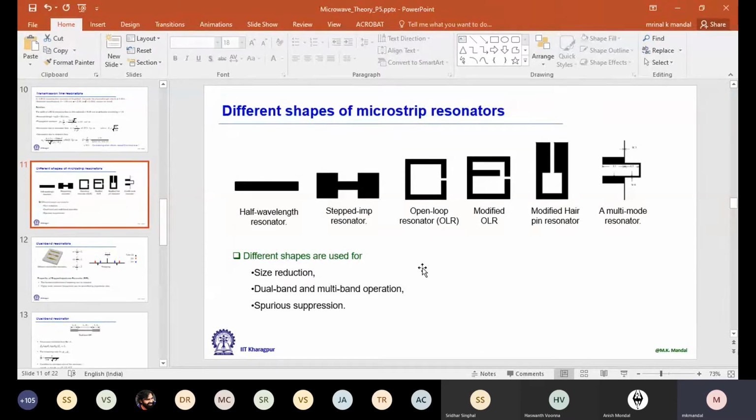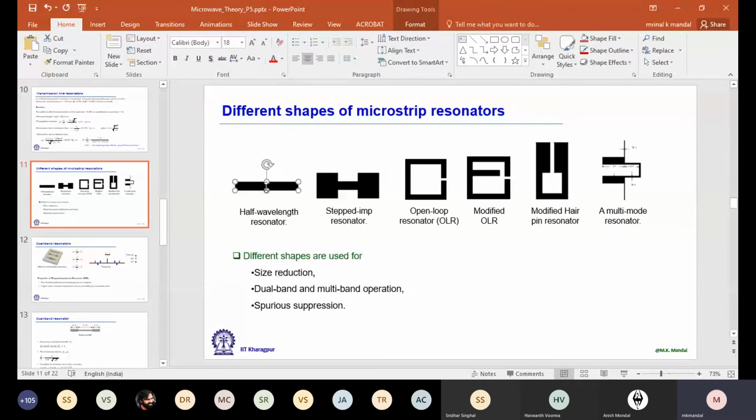Another one is also an open loop resonator, but inside, intentionally, we used one microstrip line open stub. So this stepped impedance resonator and this modified open loop resonator are popular for designing dual band bandpass filters, or some dual band applications, where we can control f2 by f1.